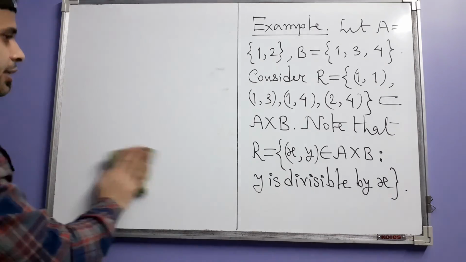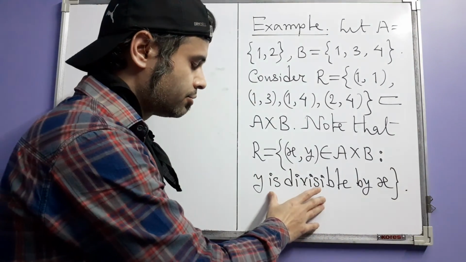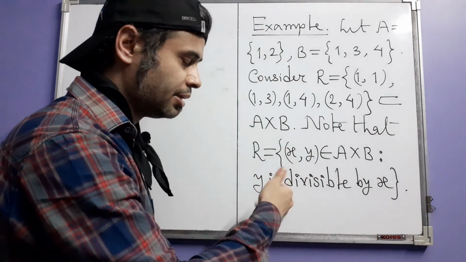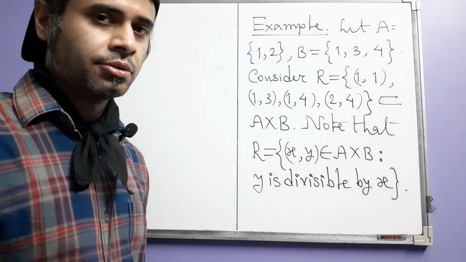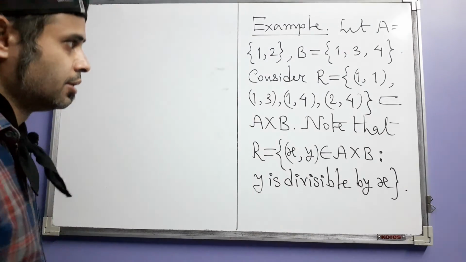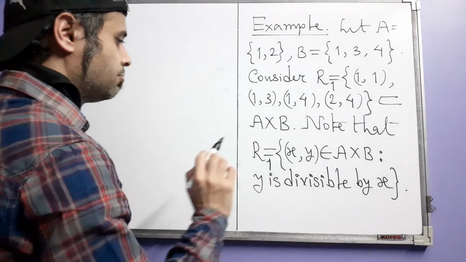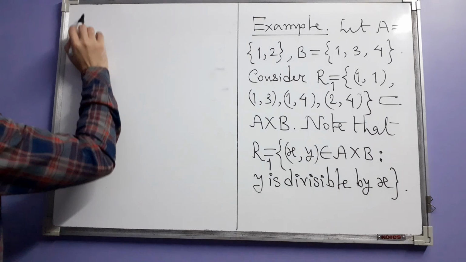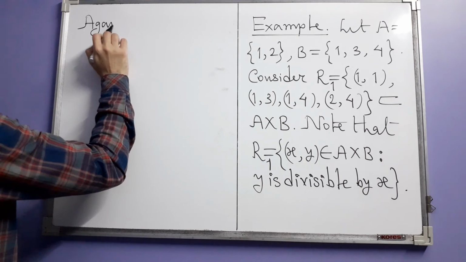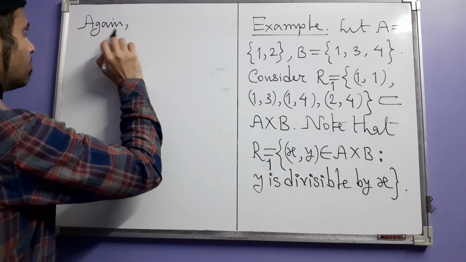Now, it's not necessary, however, that every time you should be able to express the relation in terms of something already known. You can simply have a subset like this. For example, if I call this R1, we can think of another such relation. Again, from same set A to B.